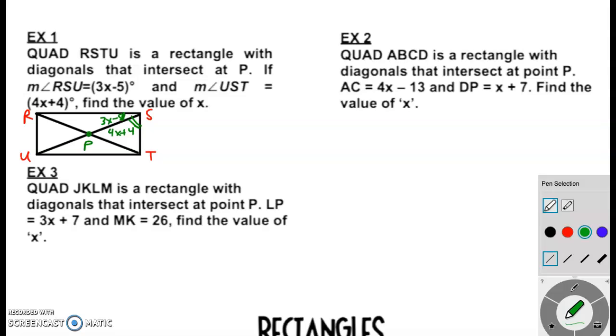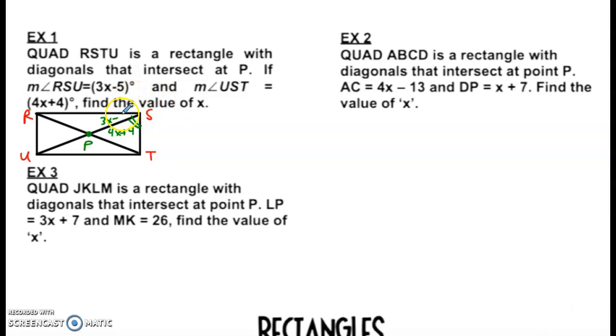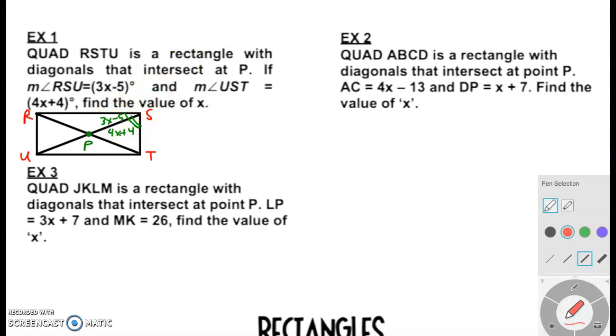So here's the trick. This is not a rhombus. If this was a rhombus, we would actually just set these two equal to each other, right? If this was a rhombus, then I would say the diagonals bisect this angle. This is not. This is a rectangle, which means these two angles over here are complementary. They make a 90-degree angle.